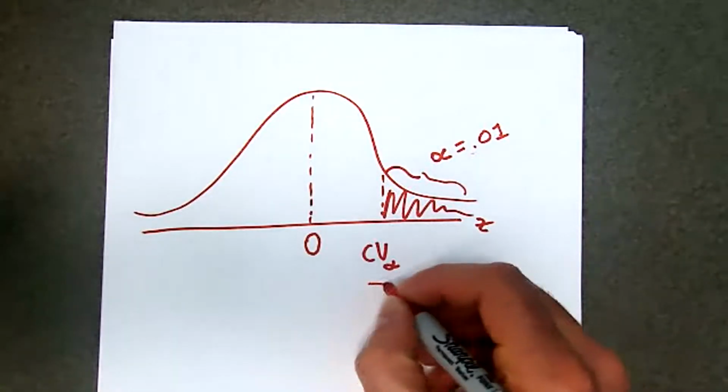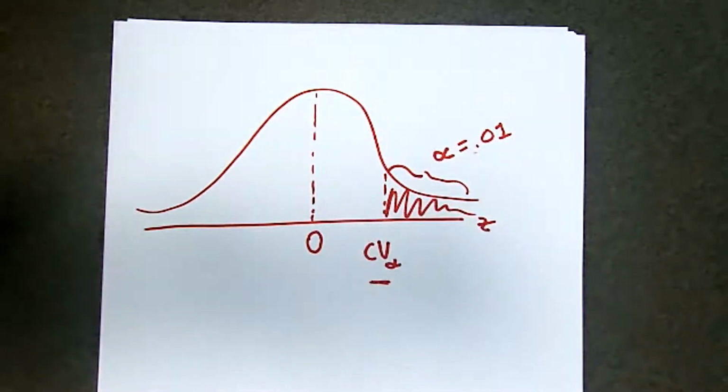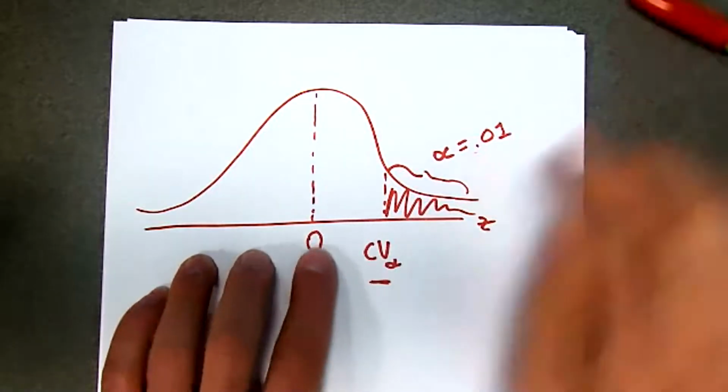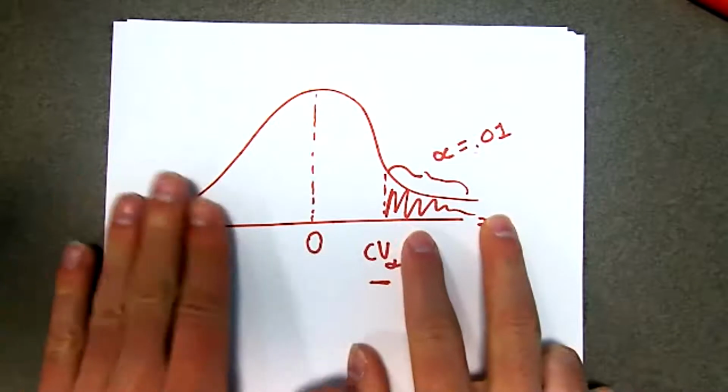So I can go about looking up this critical value in two ways. The first is I've got an alpha of 0.01 in the upper right tail. So when I go to the table, it's always looking at the area to the left.